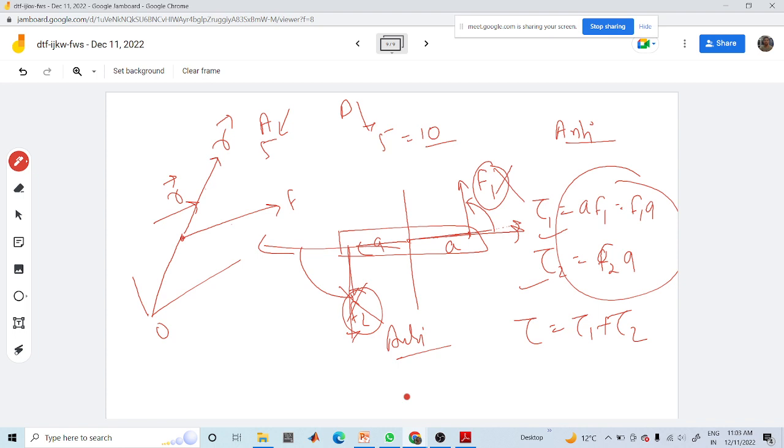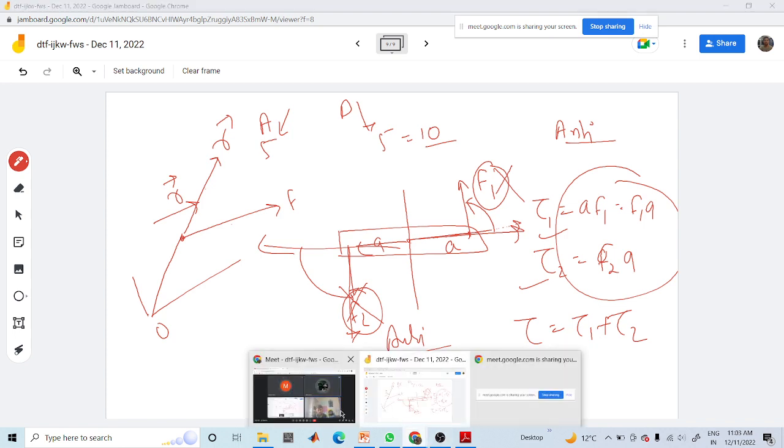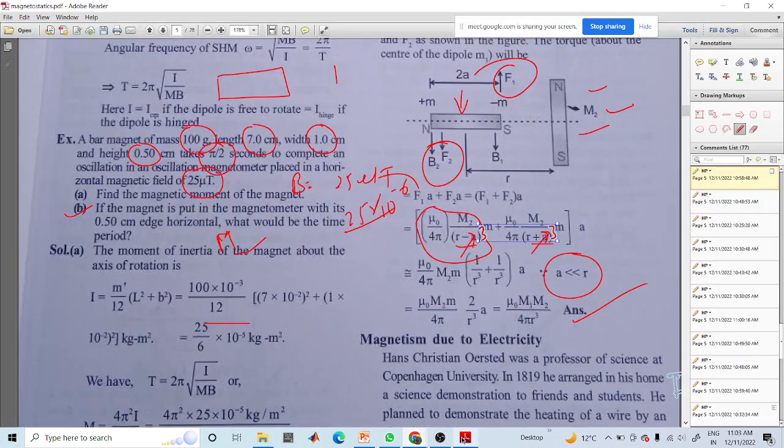Understood or not? Yes, sir. Yes. Yeah, Mantu, Suraj, tell me. Yes, sir, it's clear. Okay, earlier there was a problem in this.